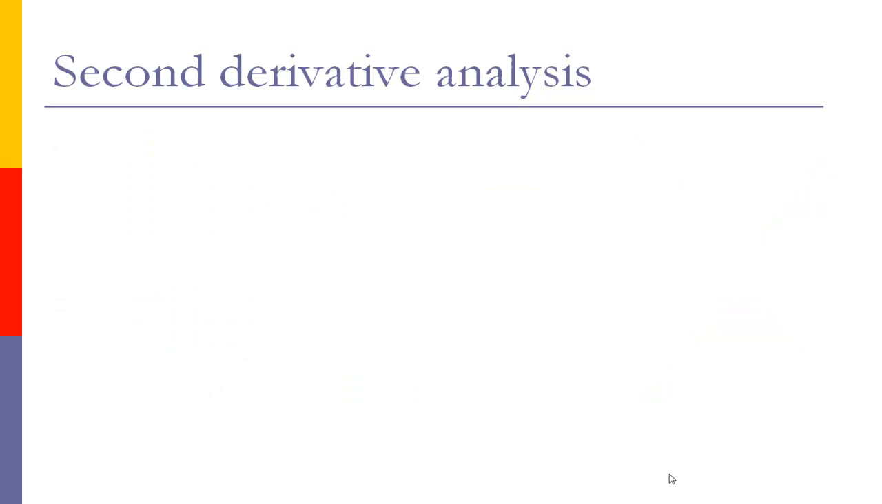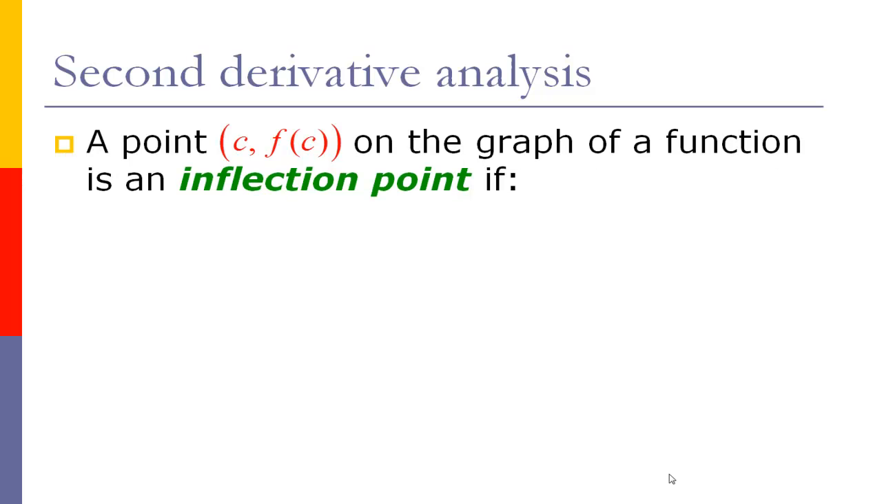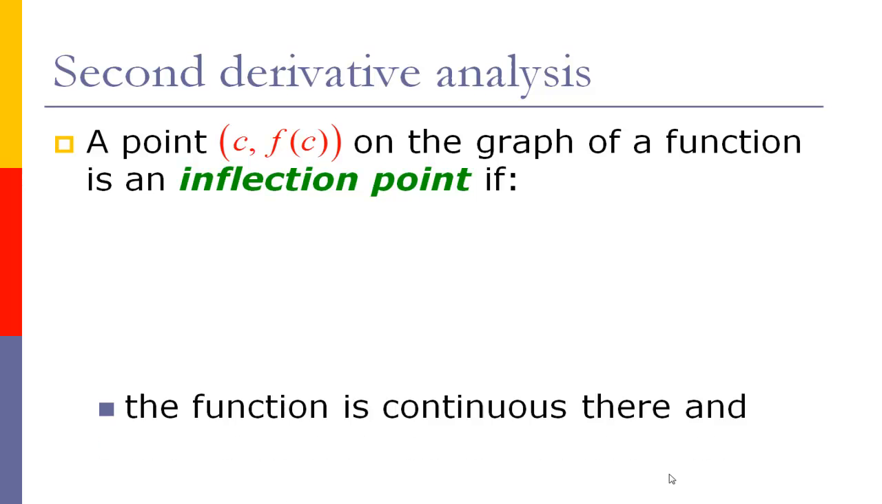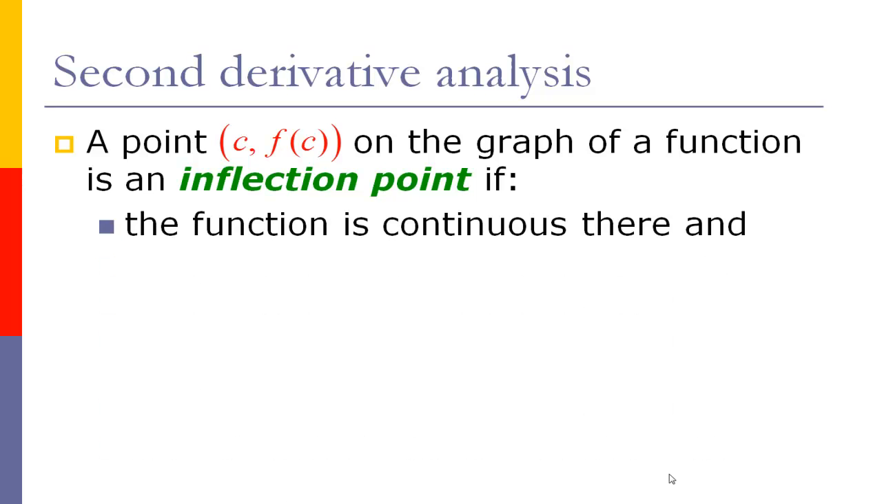Let me now clarify something about inflection points, okay? Because in my experience, sometimes students have some inaccurate ideas of what inflection points are, and so I want to make sure that you are clear on that. In order for us to have an inflection point, first of all, we have to have a point. And not only that, but we're going to require that the function be continuous there. So it cannot be an isolated point outside of the graph of the function or some really strange point. It has to be a point where the function is nice and continuous.